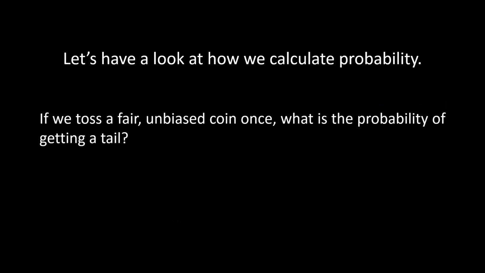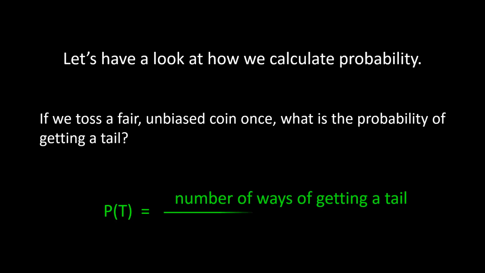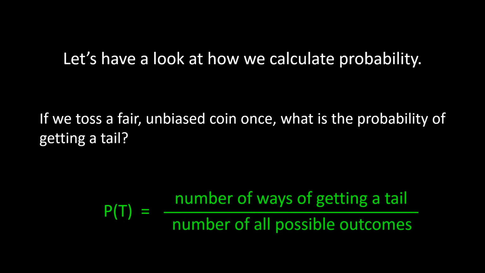Now, let's have a look how we actually calculate this probability then. So if we toss a fair, unbiased coin, what's the probability of getting a tail? Well, we actually have a definition here, and the probability of getting a tail is defined to be the number of ways of getting a tail divided by the number of all possible outcomes. So it sounds a bit complicated, but it's actually quite straightforward.